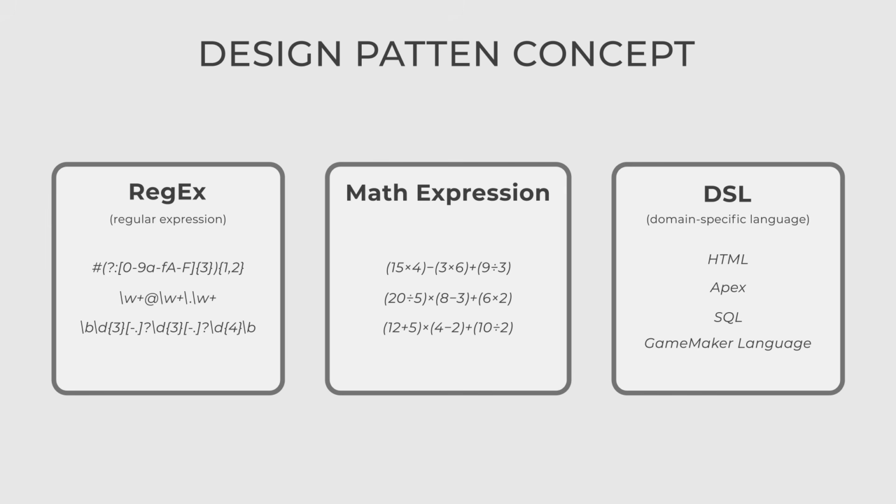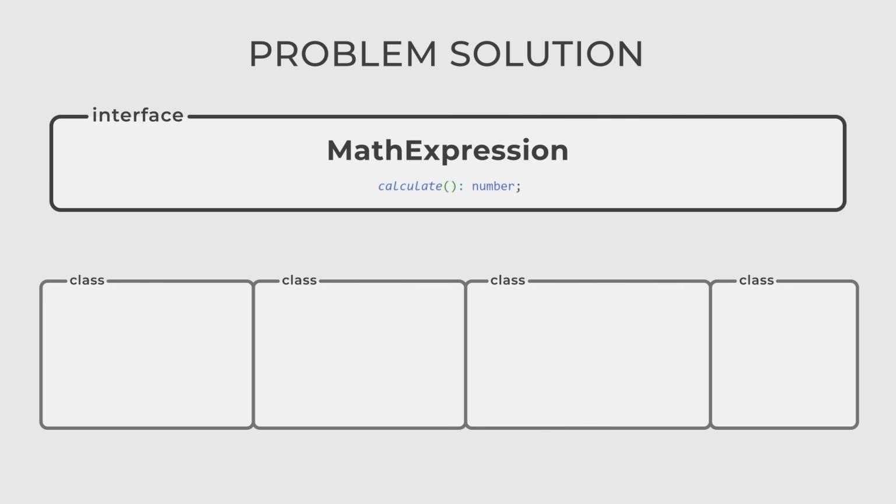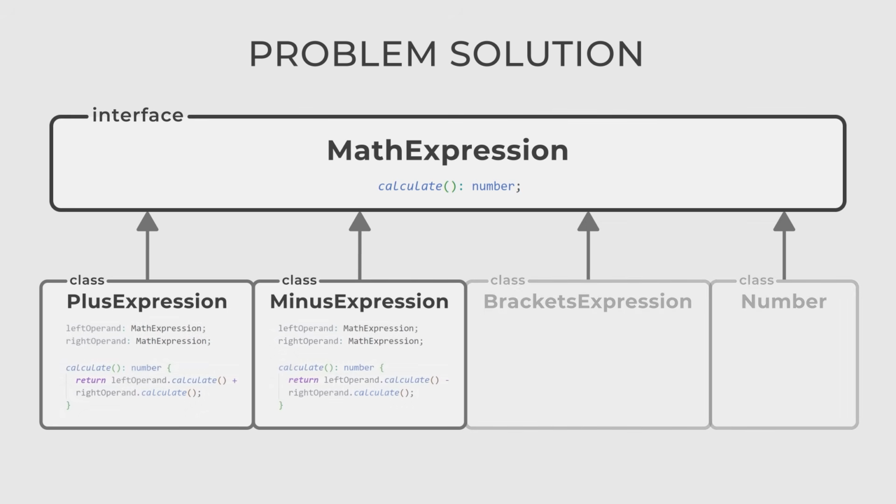Let's start with the math expression interface with a single calculate method. Then, we will create 4 different classes inherited from math expression: plus expression, minus expression, brackets expression, and number. The first 2 classes will contain 2 math expressions, because each of those classes is a binary operation. That is, we need 2 operands to perform our action correctly. Their calculate function calls the evaluation on both math expressions, and then returns their addition or subtraction.